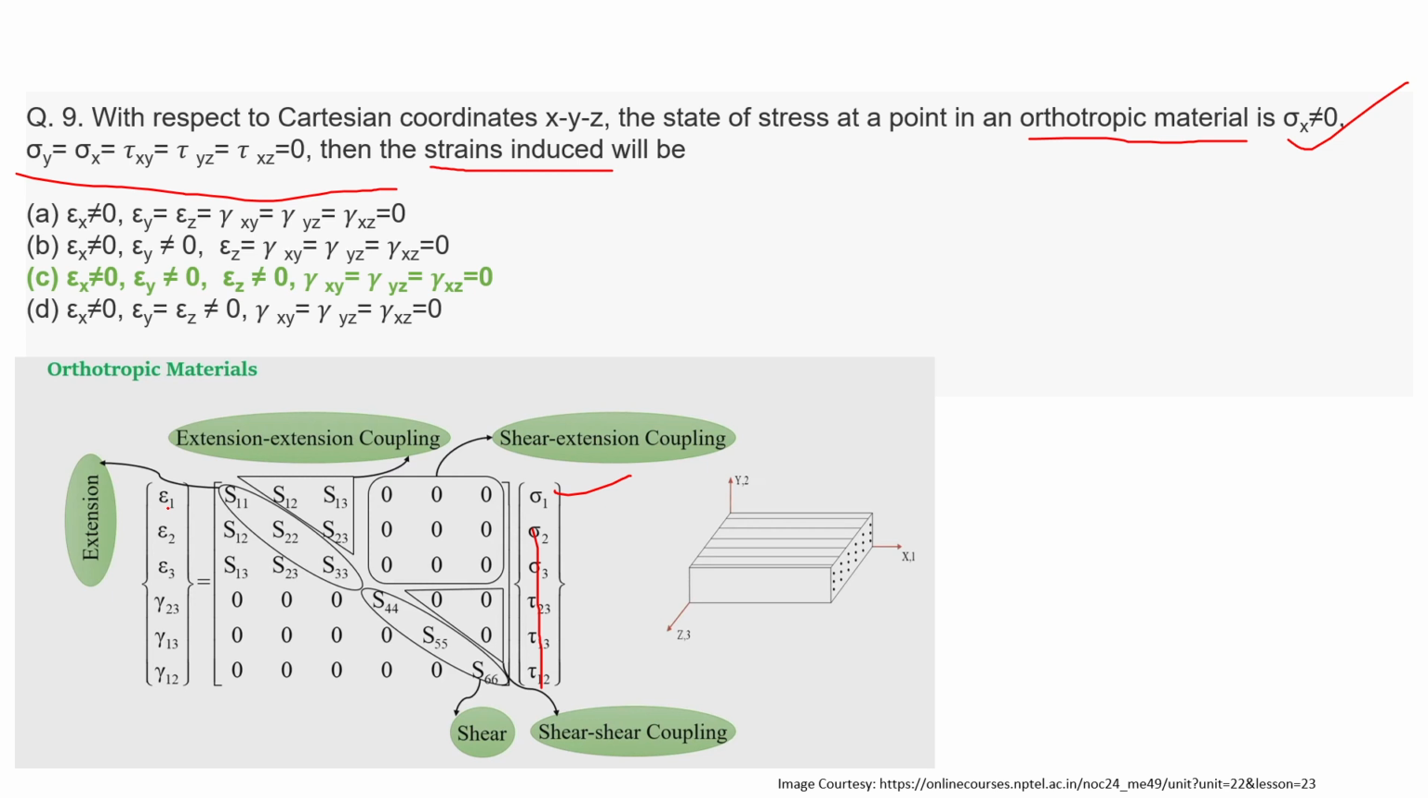Strain in direction x will be non-zero as this constant is non-zero. Similarly, because these two constants are non-zero, the strains in the 2 and 3 directions will also be non-zero. But the shear strains will be 0 because these coefficients are 0, and when we multiply them with the stress, we get shear strain equal to 0. From that observation, we choose the correct option. That is option C.